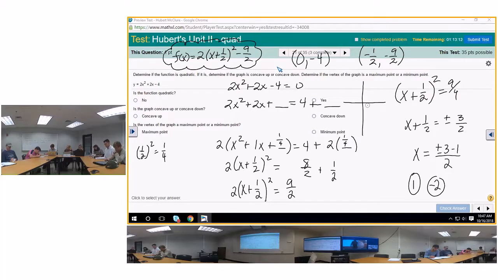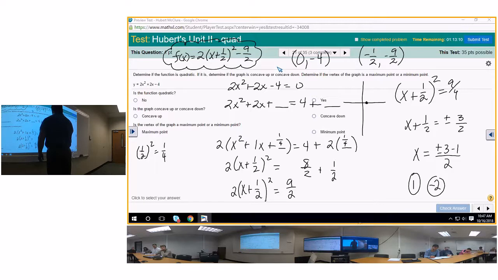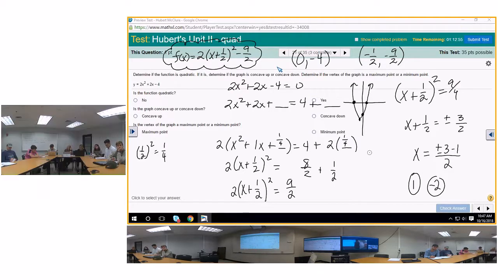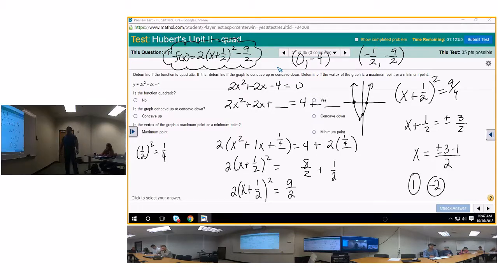Positive 1, negative 2, 0, negative 4, negative 1/2, and negative what, 4.5? Is it a quadratic? Yeah, it's a parabola. Is the graph opening upward? It's concave up, meaning open upward. Is the vertex a maximum or minimum? Minimum, because it's a bowl. It's not a mountaintop, it's a bowl.